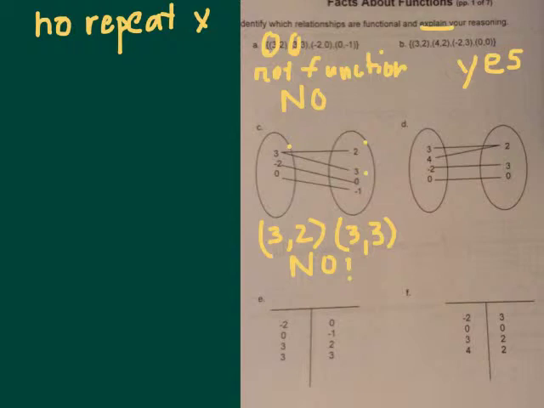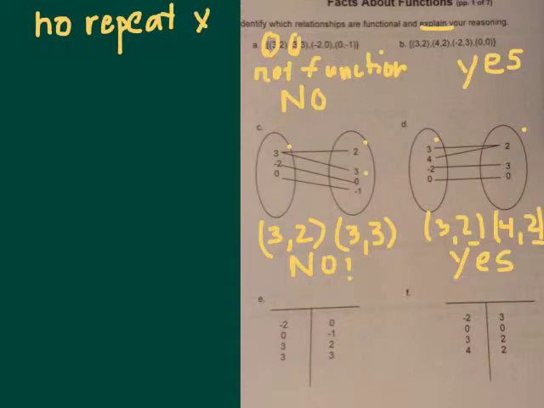Now let's look at D. D has 3 mapped to a 2, and it has 4 mapped to a 2. Is that a repeating x value? No, it's a repeating y value, and that's okay. So on a function, it's okay to have repeating y values. So that's yes, it is a function, because there's no repeating x values.